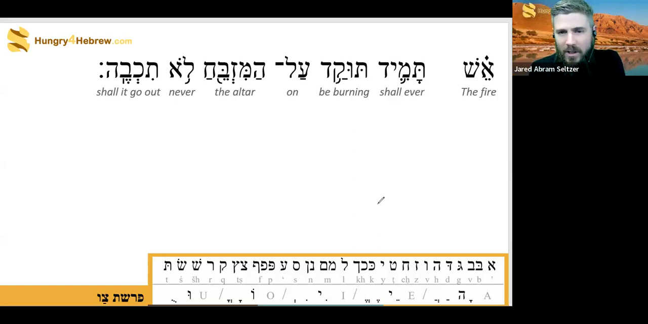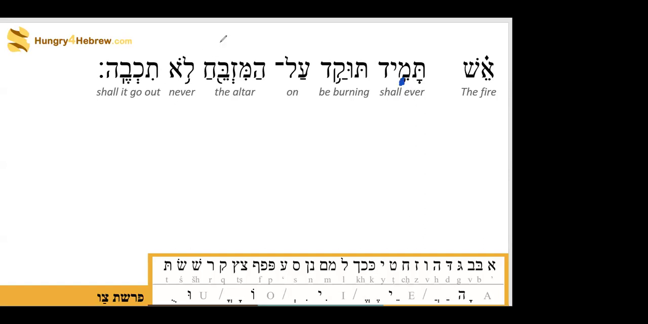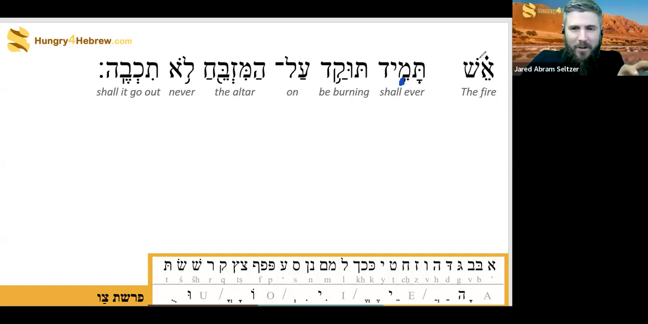Let me just read through it. Esh tamid, that right there is your cantillation mark, so we can ignore that bit. We have a chirik. Tamid tukad al hamizbeach lo tichve. All right, so most of the vocabulary in this verse we've already seen in preceding verses. So we don't have to worry too much about the vocabulary, but is there anything weird that you all see in this verse? Anything inexplicable?